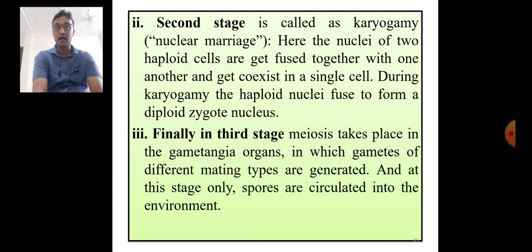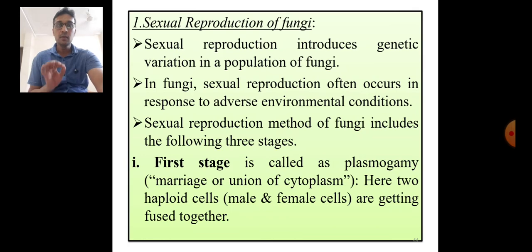And what happens in the third stage? In the third stage, meiosis takes place in the gametangia organ, in which gametes of the different mating types are generated, and at this stage only spores are circulated into the environment. Then these spores go through germination and lead to the formation of a new fungi cell. Okay, so students, this was about the sexual reproduction of fungi.